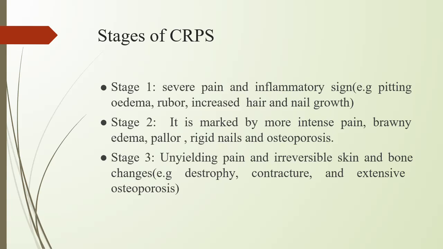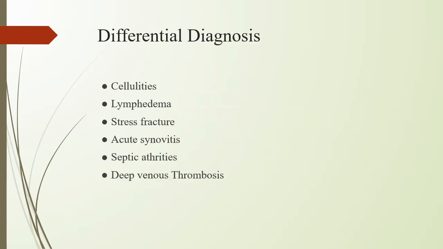There are three stages of CRPS. First stage is severe pain and inflammatory signs. Second one is marked by more intense pain, brawny edema, pallor, rigidness, osteoporosis. Stage 3 is unyielding pain and irreversible skin and bone change. Some of the differential diagnoses of CRPS are cellulitis, lymphedema, stress fracture, acute synovitis, septic arthritis, deep venous thrombosis. These are the differentials.